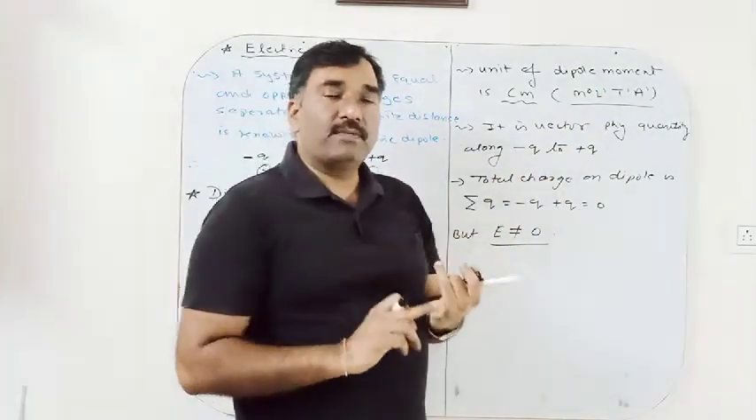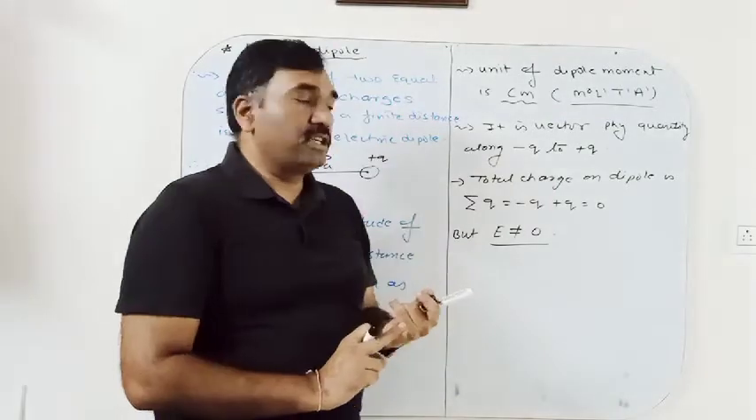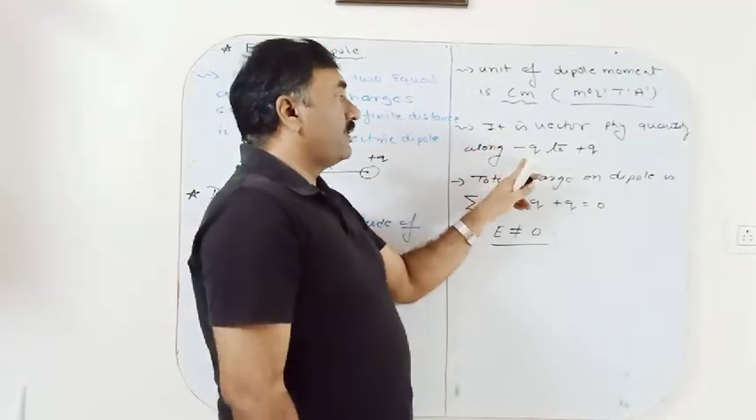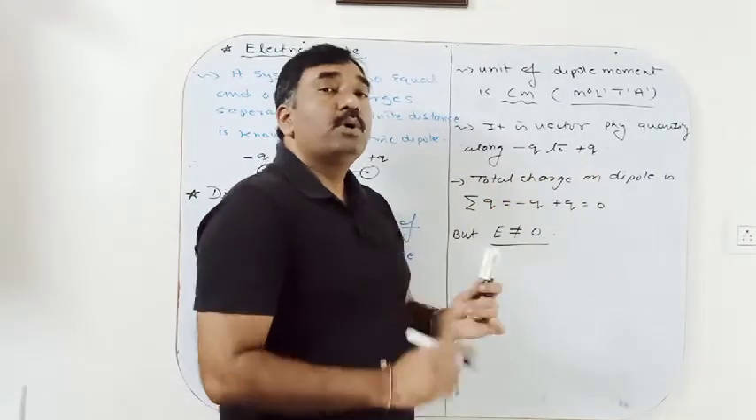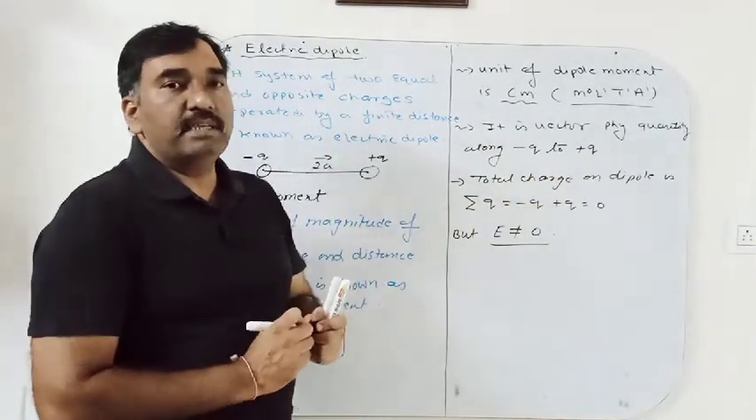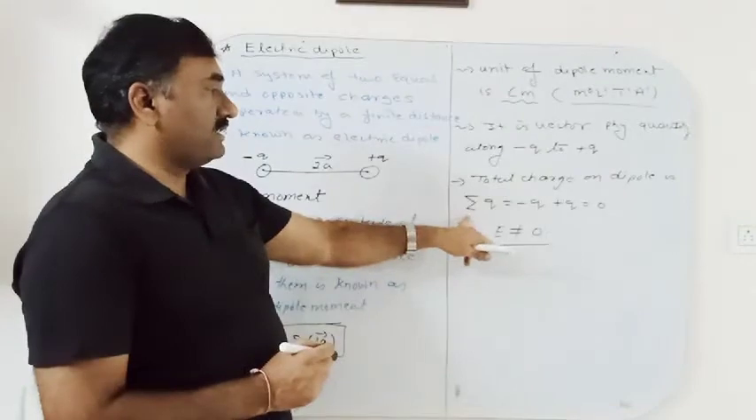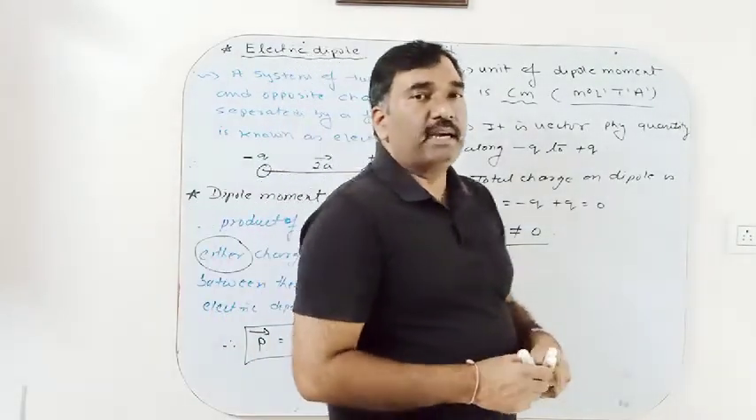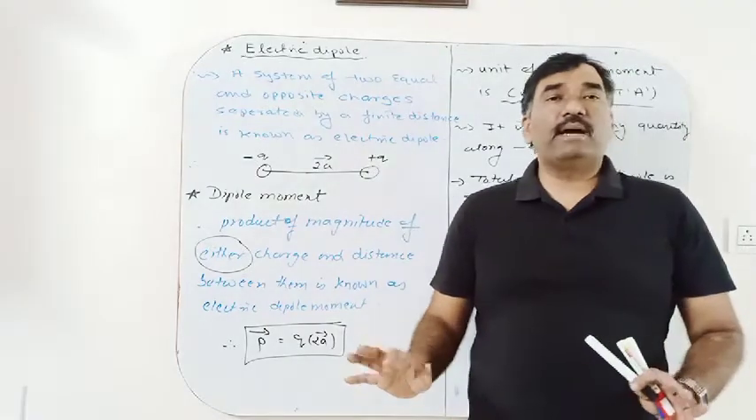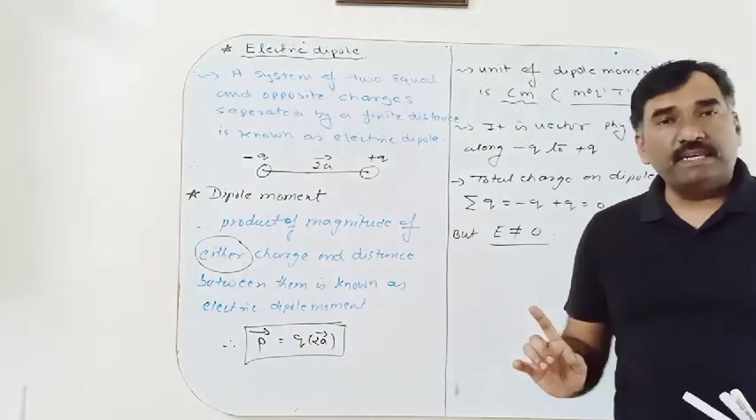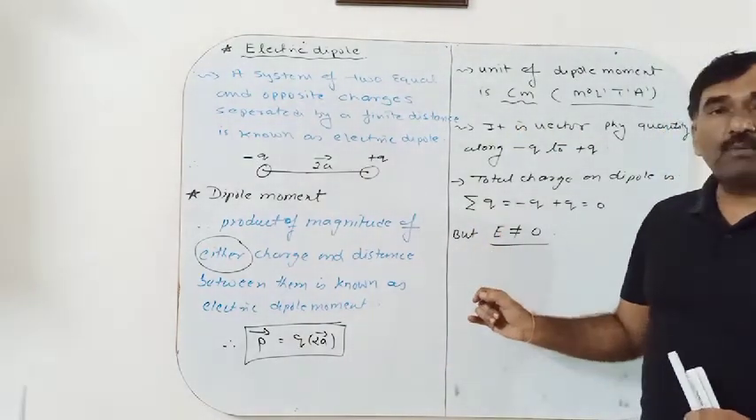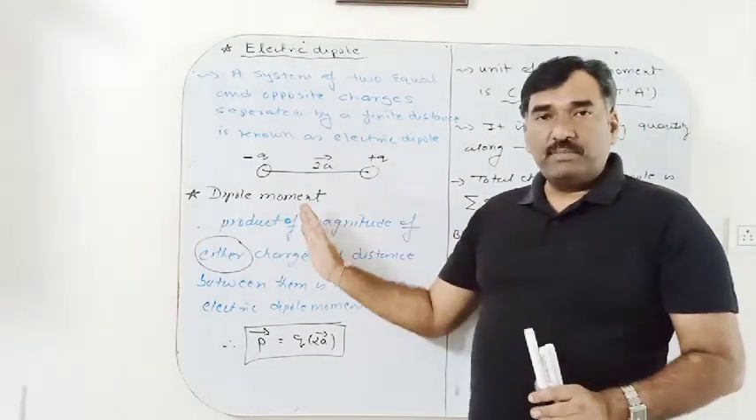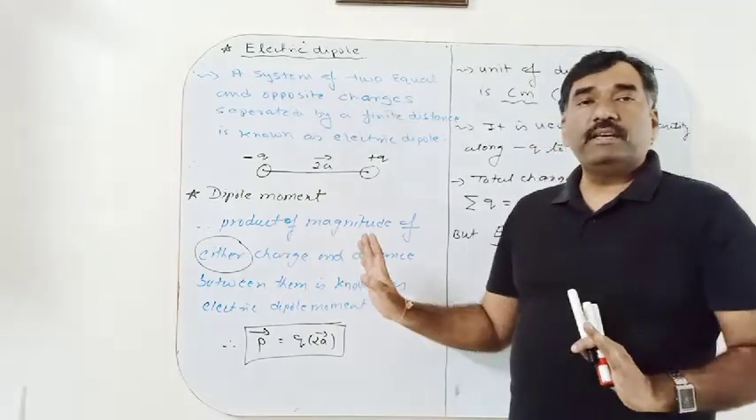Okay, it is a vector physical quantity and its direction is from minus q to plus q. Total charge on the dipole is 0, because total charge minus q plus q is 0, but the electric field which is produced by the electric dipole is not 0 at any point. Only at infinity the electric field due to electric dipole becomes 0. Neither on negative charge nor positive charge, nor in between the two charges, is the electric field zero.